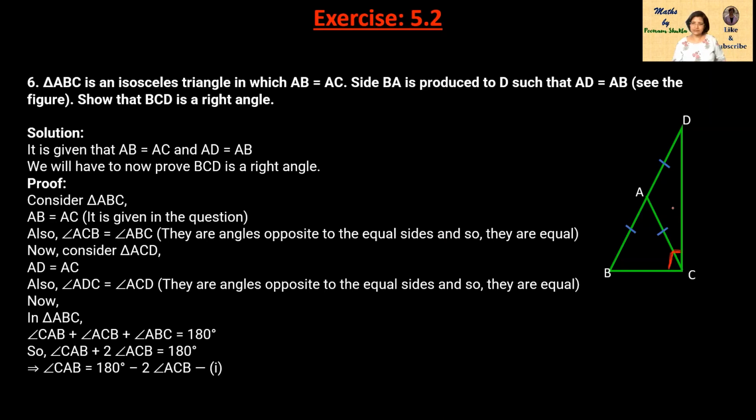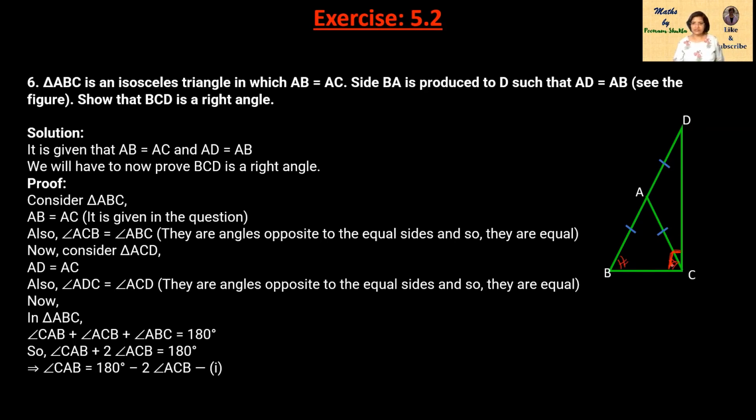So for this, we see what to do. Here first we consider triangle ABC. In ABC, what is given? AB equals AC. These two sides are equal. So also angle ABC and angle ACB will be equal. Why? Because they are angles opposite to the equal sides, right? So those will be equal. This and this angle, both will be equal.